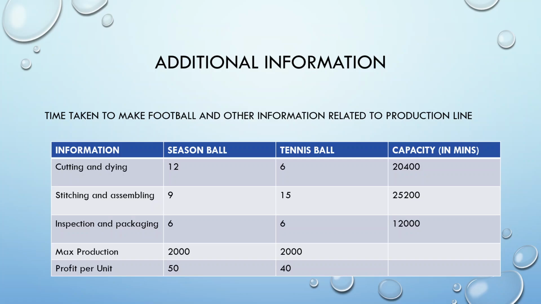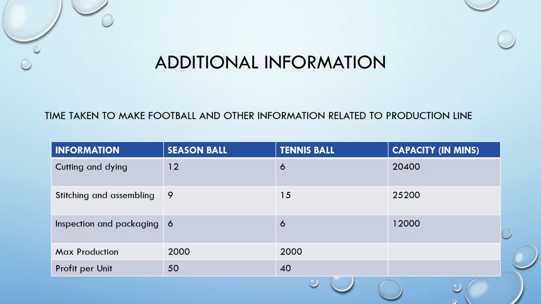First, for cutting and dyeing, a season ball takes 12 minutes and a tennis ball takes 6 minutes. The total capacity is 20,400 minutes. In the same way, for stitching and assembly, a season ball takes 9 minutes whereas a tennis ball takes 15 minutes. The capacity is 25,200 minutes. For inspection and packaging, season ball and tennis ball both take 6 minutes and the production capacity is 12,000 minutes.